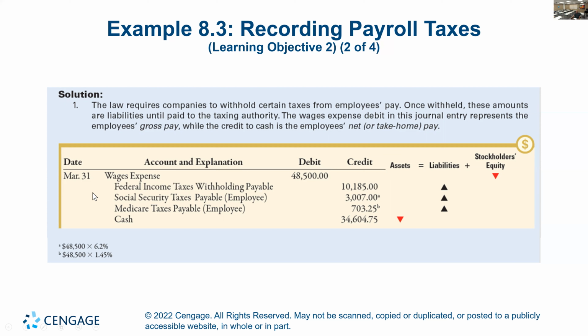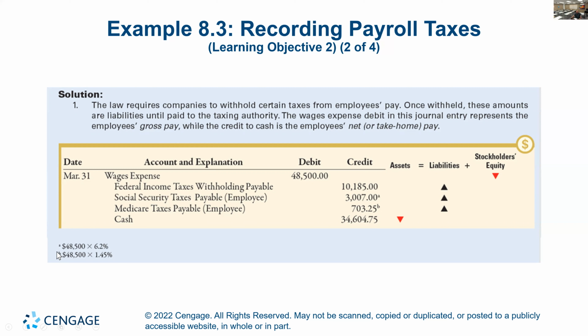Okay, and then we have to start taking stuff out. It said they took out 10,185. So we would create a payable for federal income taxes. We withheld that from the employee. We're going to pay it later. Social Security and Medicare.